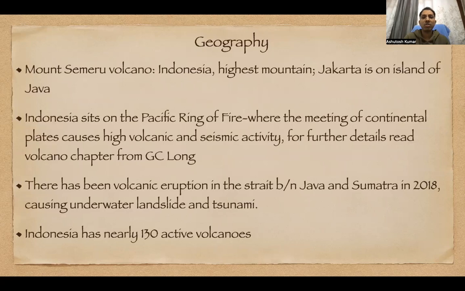Now in the geography section, Mount Semeru volcano erupted in Indonesia. This volcano is on Java island, Java.